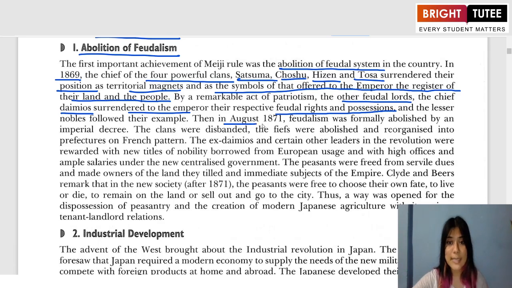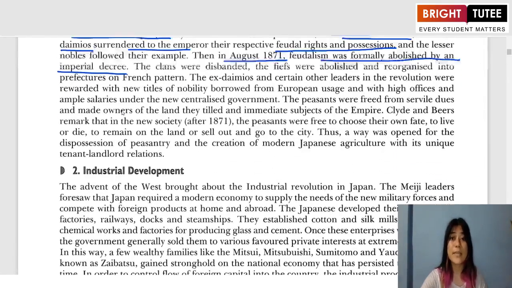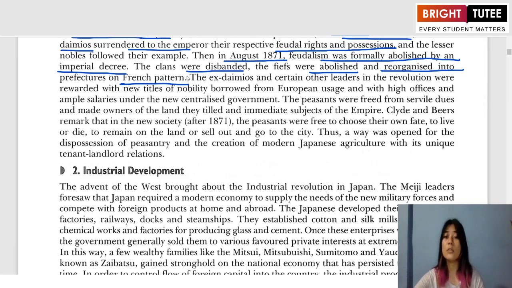Then in August 1871, feudalism was formally abolished by an imperial decree. So in 1871, feudalism was finally abolished by the emperor. The different clans of the feudal lords were disbanded. Their land, the fiefs, the land under their control, under their rule, were abolished and reorganized into prefectures, into different provinces, on the French pattern. Now they were no longer under a single landlord or feudal lord.